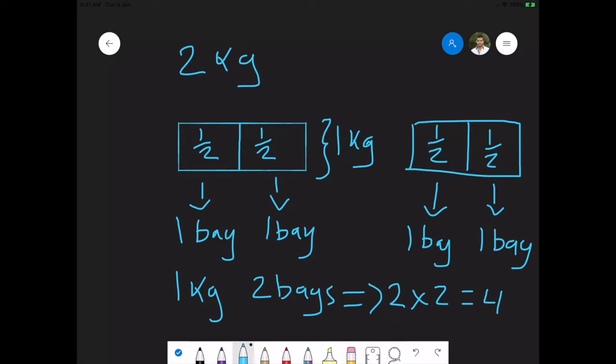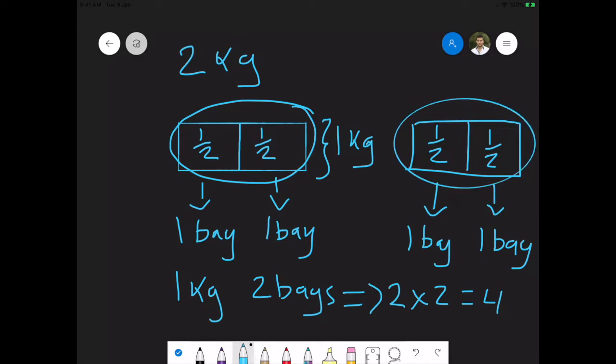I see that in 1 whole, I have 2 halves. In 2 wholes, I have 4 halves. Here they are, 1, 2, 3, 4. Let's look at the next scenario.